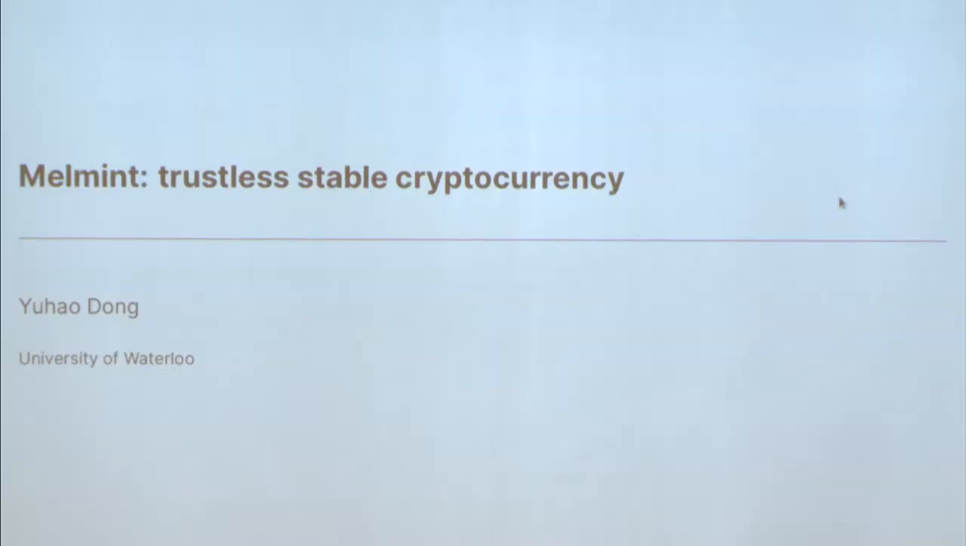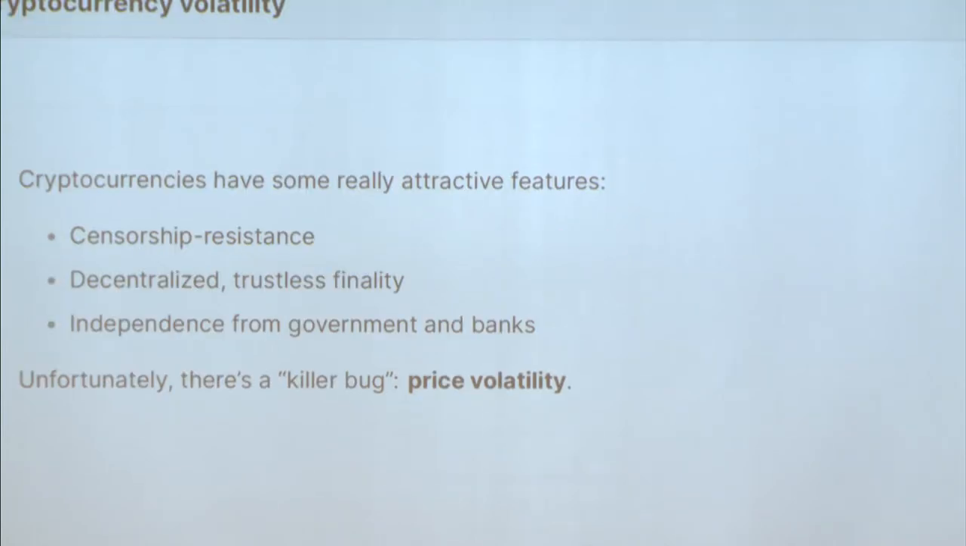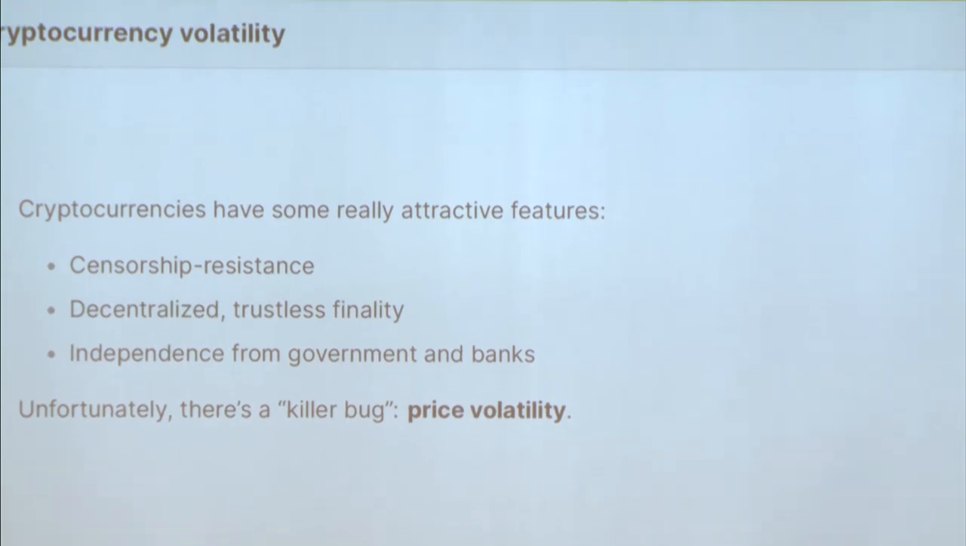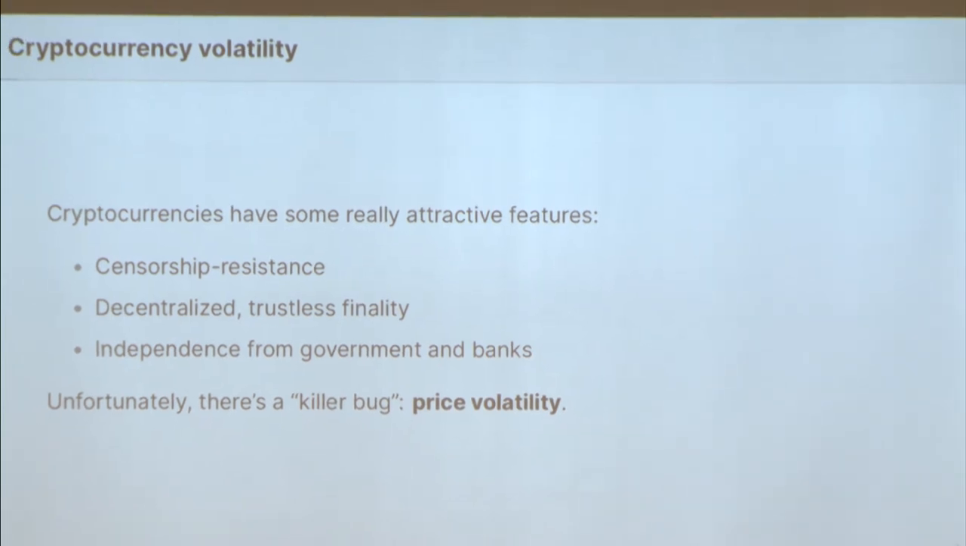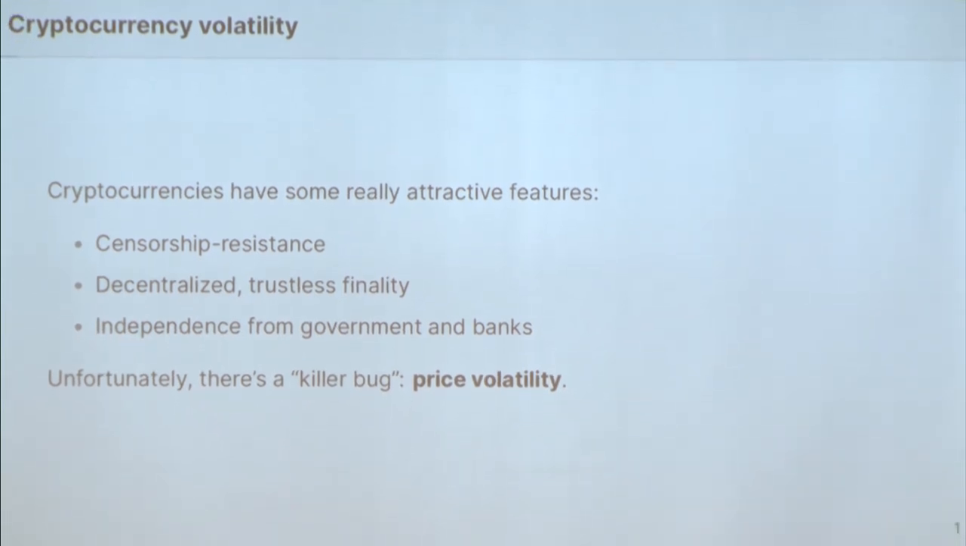Hi, so the subject of my talk today would be about Melmint, which is a way of creating a trustless yet stable cryptocurrency. Now, the thing about cryptocurrencies is that they have these really cool properties like censorship resistance, decentralized finality, and independence from institutions. But there's a really big problem, which is that the price of cryptocurrencies is really, really volatile.